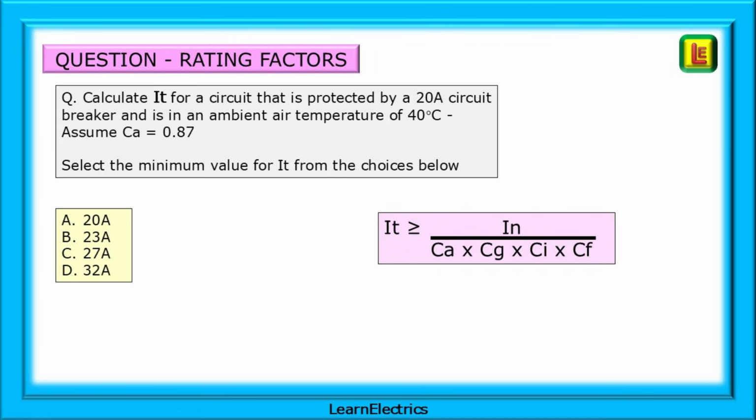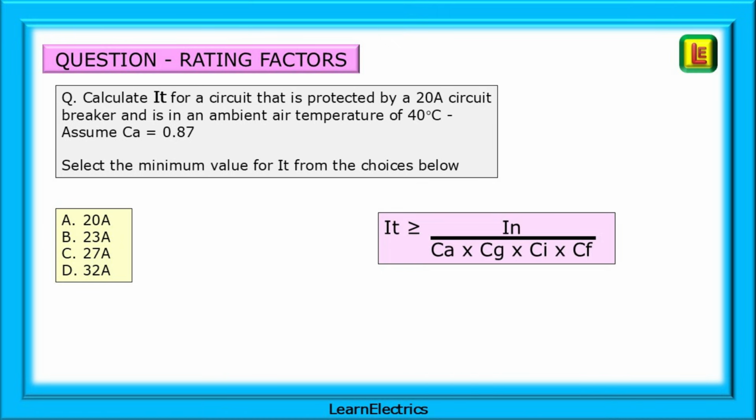On to a question now. Calculate IT for a circuit that is protected by a 20 amp circuit breaker and is in an ambient air temperature of 40 degrees Celsius. Assume that CA is 0.87. Select the minimum value for IT from the choices below.